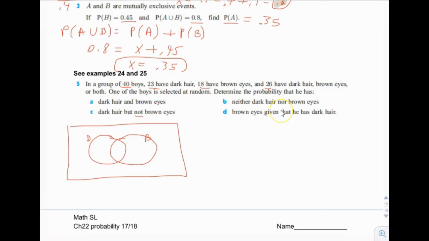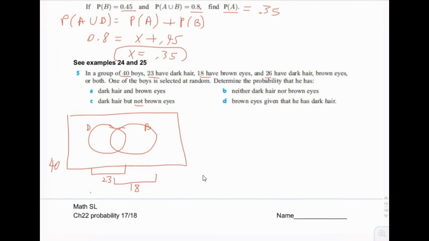Okay, so I've drawn a Venn diagram with D for dark hair and B for brown eyes. And I'm going to mark the quantities here. So here we got 40 total. And the D part is dark hair at 23. The B part, which is brown eyes, is 18. And 26 have dark hair or brown eyes, or both. So that would be 26 here.